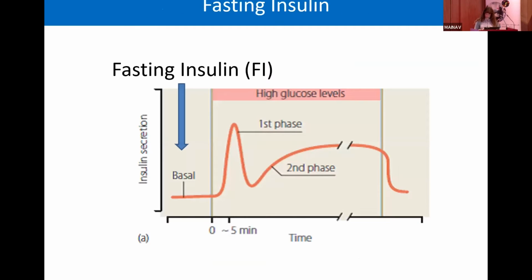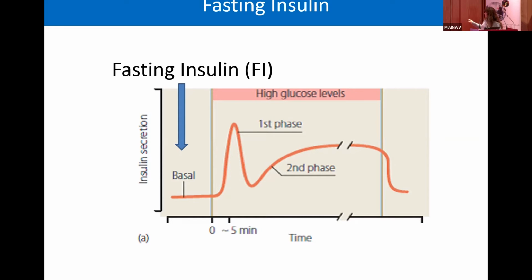Anyway, so these are some of the traits that we work on, and the other trait that is worth talking about is fasting insulin. As I said, insulin is the hormone that is secreted from the beta cells in the pancreas. At baseline, after an overnight fast, it will be somewhere there. When you have your glucose syrupy drink, there'll be a spike in insulin secretion, and then there's a second phase of insulin secretion. So we measure fasting insulin.